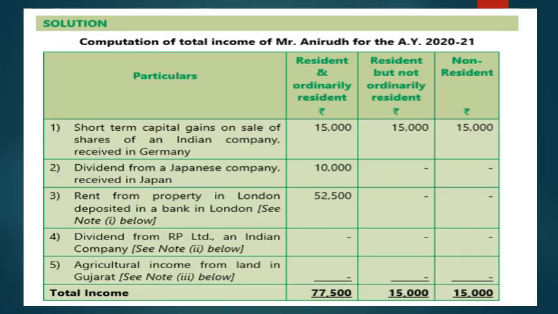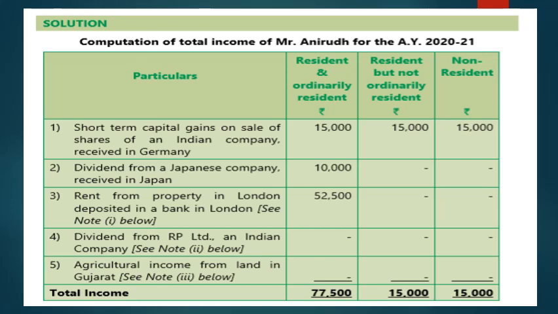So, solution: computation of total income of Mr. Anirudh for the assessment year 2020-21. First item, short-term capital gains on sale of shares of an Indian company received in Germany. This income accrues or is deemed to accrue in India because the capital gain is from the sale of shares in an Indian company. So it is taxable for all: 15,000, 15,000, 15,000.